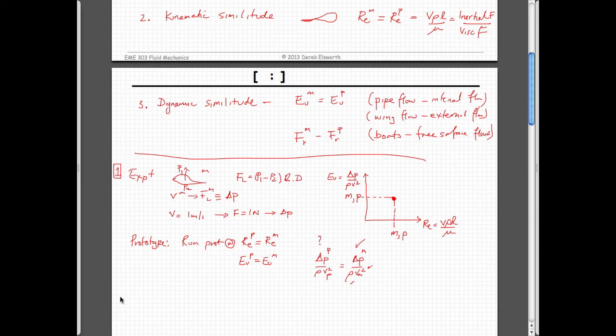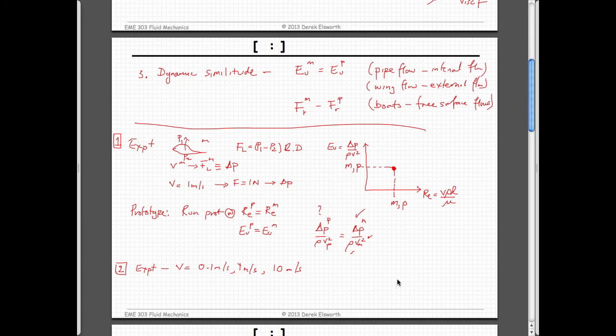The alternative way to do it, it's really the same way, but it's different, is we run the experiment at the velocity equals 0.1 meters a second, 1 meter a second, and 10 meters a second. So if we do that, then our system would now look like this.